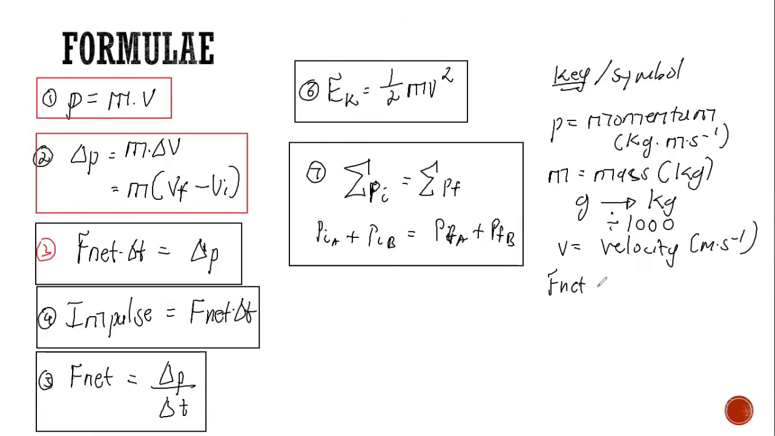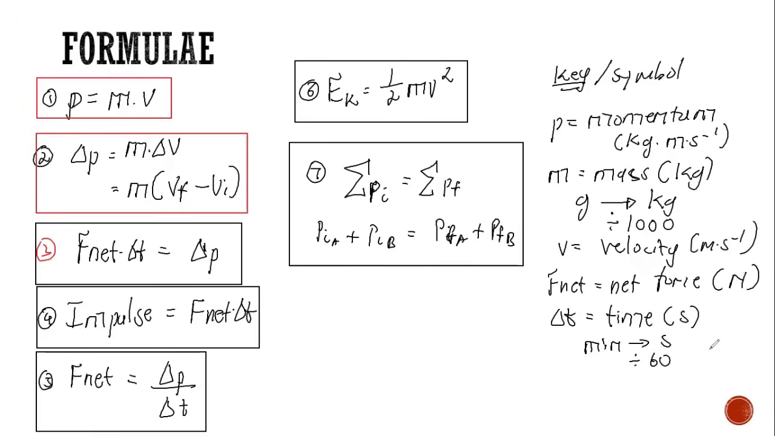Then we have your F net, which is obviously the net force. And anything that is a force is given in newtons, right? And of course, we have our delta T, which is the time. Time is always given in seconds. It is again very important to note, if your time is given in minutes, then converting minutes to seconds, you have to multiply by 60 because 1 minute is equivalent to 60 seconds. So this is also another thing that you have to note.